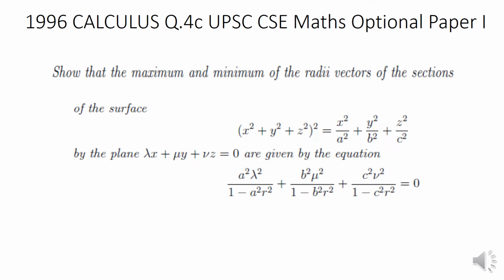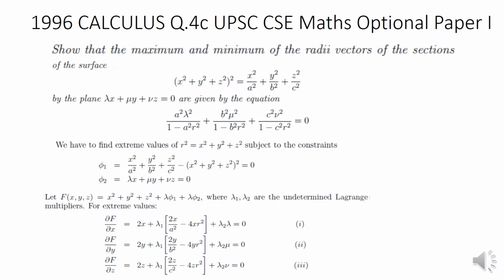So here we have to do maxima and minima. We will be doing it by two methods. First, let's do it with the help of Lagrange's multiplier method. Here we are applying the method of undetermined Lagrange multipliers.